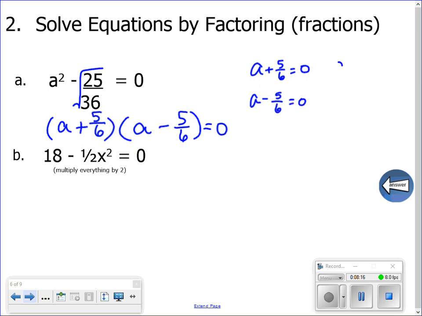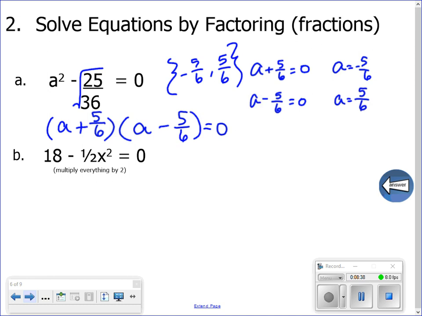I subtract on this side, so that's a equals negative 5 over 6. I add on this side, that's a equals positive 5 over 6. And so we get our solution to be negative 5 over 6 and positive 5 over 6. Again, you want to go back and check your solution just to make sure that you are good.